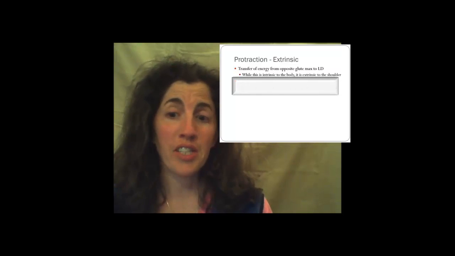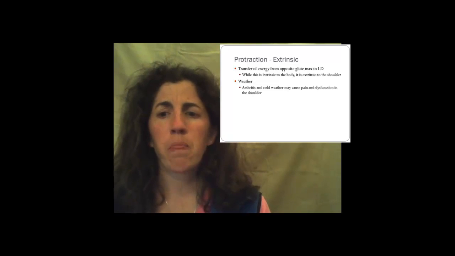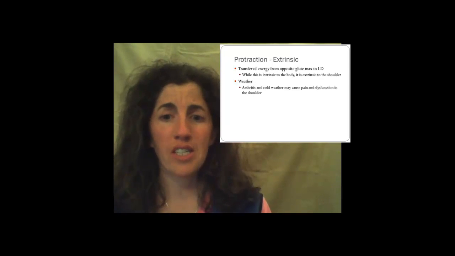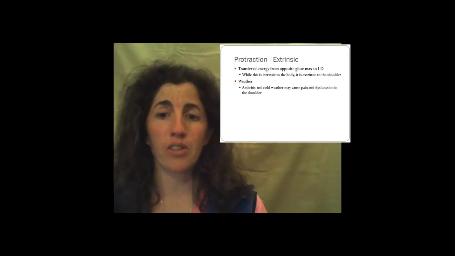There are certainly other issues which could affect the ability of the lats to work. There is a transfer of energy from the opposite gluteus maximus, so anything that affects the sacrum or the glutes on the opposite side could hinder the lats. This is an intrinsic problem to the body, and yet it's extrinsic to the shoulders. Weather is another extrinsic issue. If you already have shoulder issues and arthritis, then cold weather could make it more painful and more difficult to move the shoulder into this position.